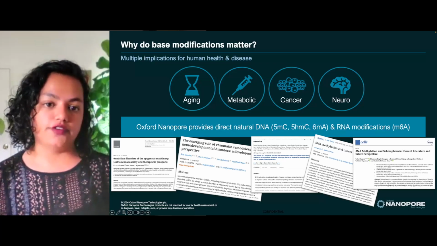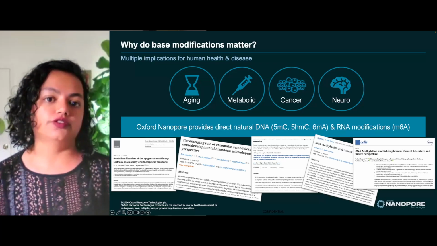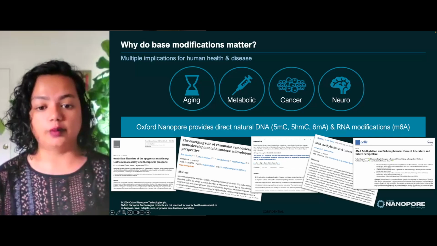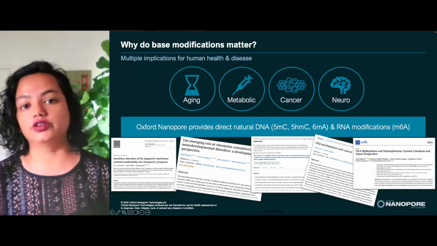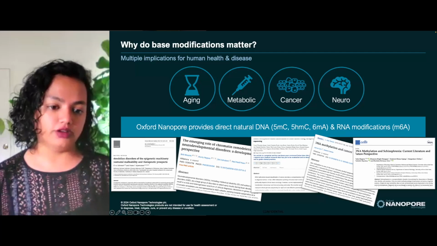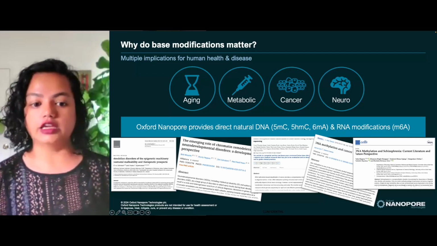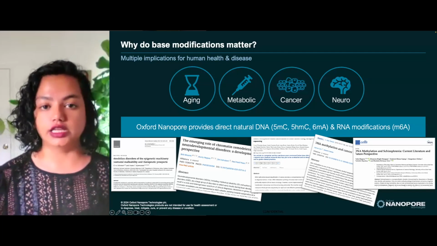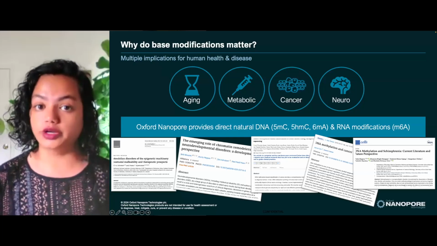Similarly, variation in 5MC levels in genes associated with vascular function and lipid metabolism have been linked to several cardiovascular disorders. Thus, studying methylation patterns in DNA and RNA can offer valuable insights that could lead to potential diagnostic and therapeutic interventions.